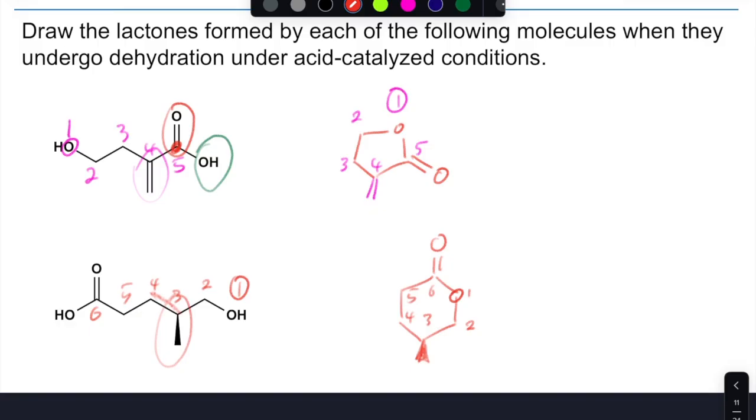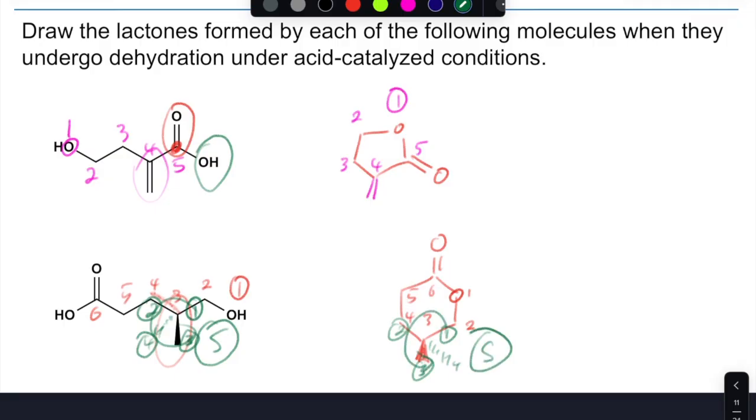This would be priority 1. So let me change the color of that. If we did our CIP rules, priority 1 would be this group, priority 2 is this group, 3 is the methyl, and the proton to the back is priority number 4. That is an S center, and likewise we have priority 1, 2, 3 is the methyl, and hydrogen is number 4. This is still an S center here. So you can always go back and do your CIP RS notation to double check your work.